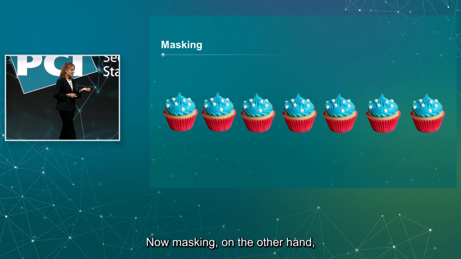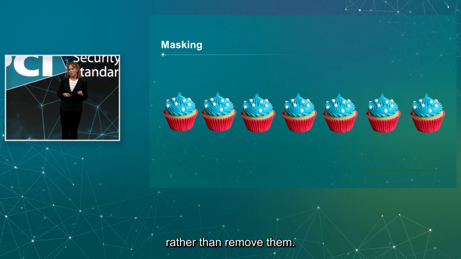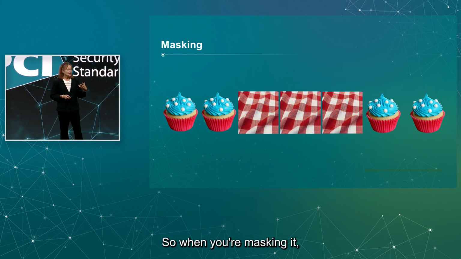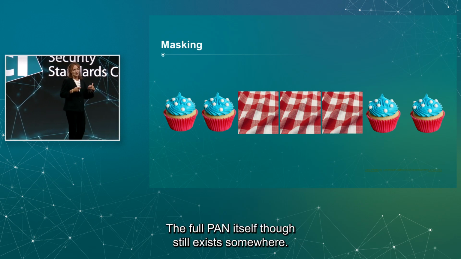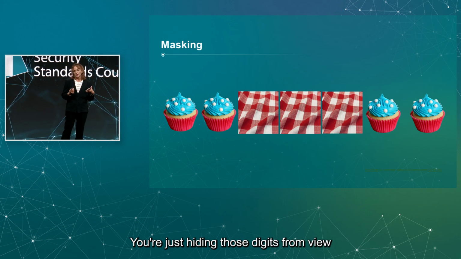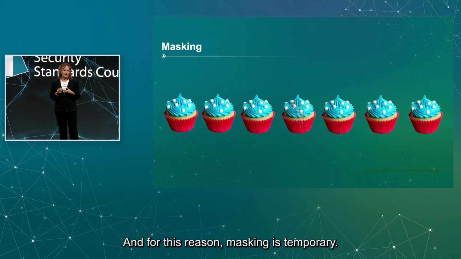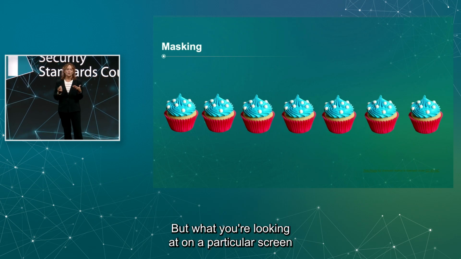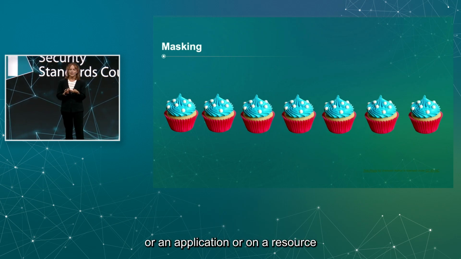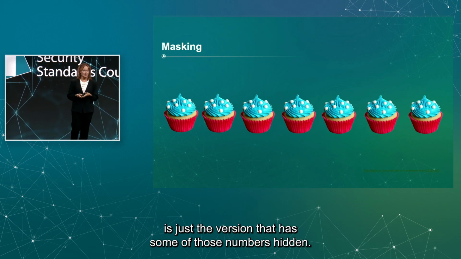Now, masking, on the other hand, is used to hide some of the digits of the PAN rather than remove them. So when you're masking it, you're actually concealing some of those digits. The full PAN itself, though, still exists somewhere. You're just hiding those digits from view so that they cannot be seen. And for this reason, masking is temporary. The full PAN is, hopefully, securely stored somewhere else, but what you're looking at on a particular screen or an application or on a resource is just the version that has some of those numbers hidden.